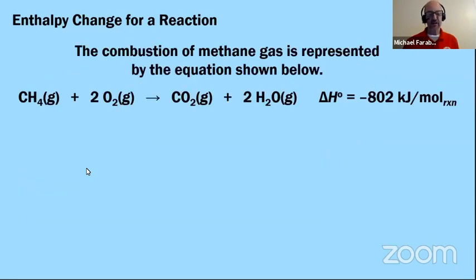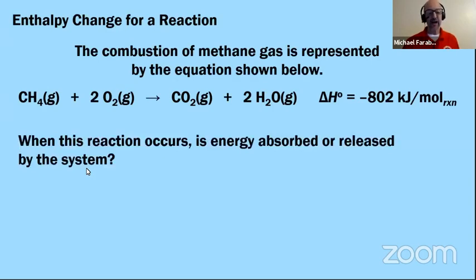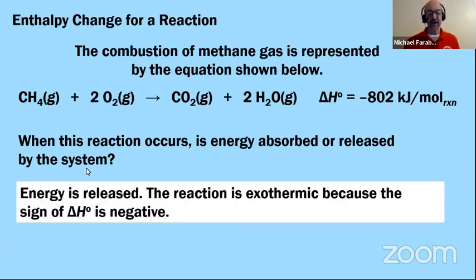So here is a reaction, a balanced equation for the combustion of methane gas. So CH4 plus 2O2, and the products are CO2 and 2H2O. Our delta H is negative 802 kilojoules per mole of reaction. When this reaction occurs, is energy absorbed or released by the system? So if we know that the negative delta H means it's exothermic, then energy is released. The reaction is exothermic because the sign of delta H is negative.